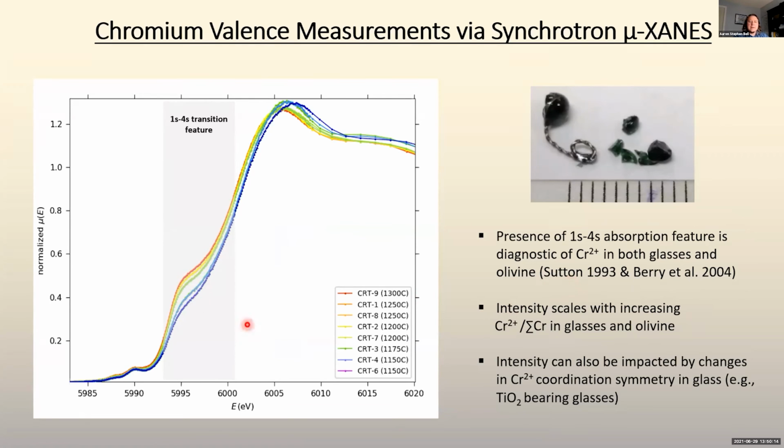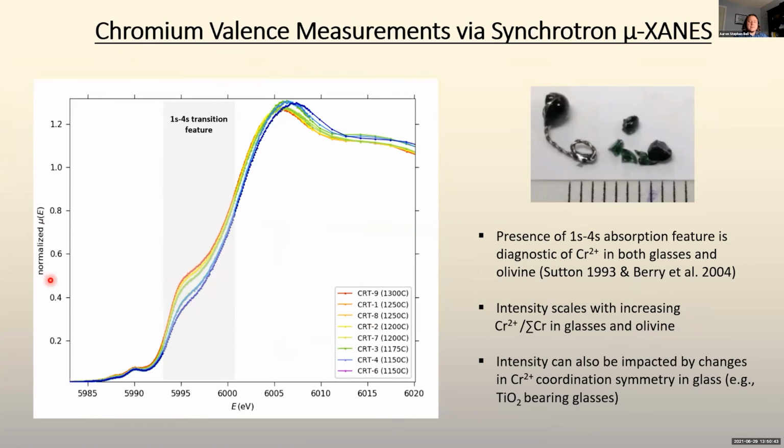And so you can clearly see these experiments were done at constant FO2 over a range of temperatures. And so you can clearly see that the 1s 4s transition feature here, diagnostic of chromium 2+, its intensity is a function of chromium 2+ content. And so we can basically quantify the chromium 2+ content of any given glass or olivine based on the intensity of this feature.